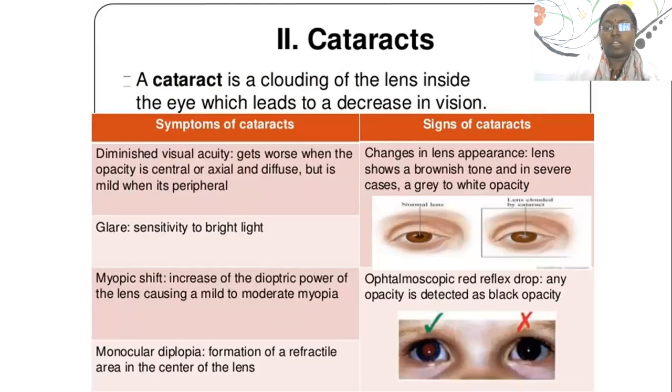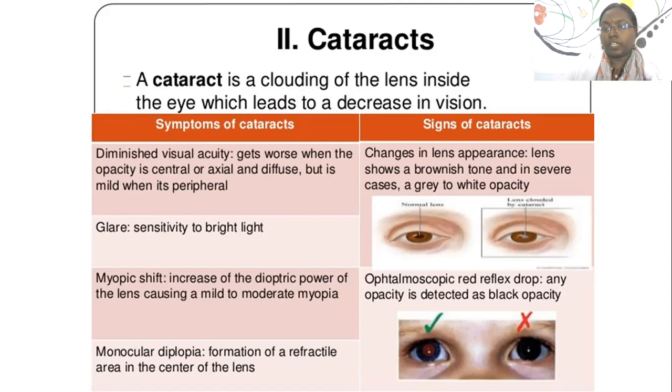Cataract. Cataract is one of the main causes of blindness. This is a preventable blindness. Cataract is nothing but clouding of lens. The patient comes with symptoms of diminished vision, and there can be glare, and myopic shift can be there. That is increase of dioptric power of lens, causing mild to moderate myopia. There can be monocular diplopia because of formation of refractile area in the center of lens.